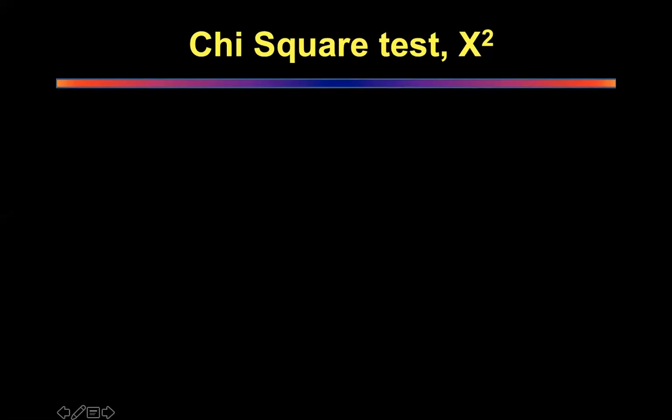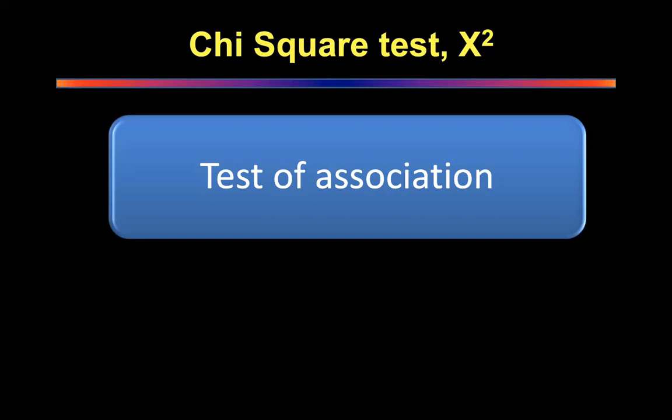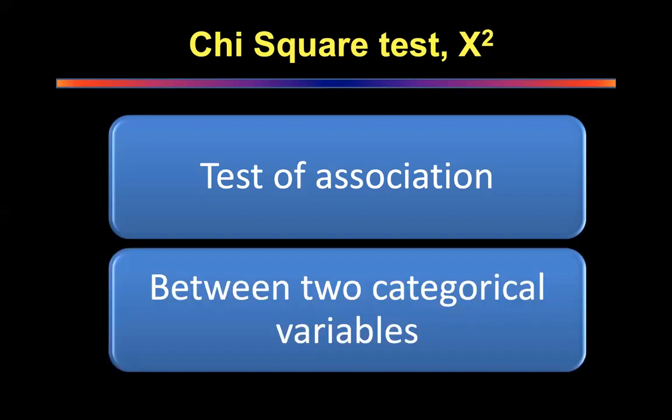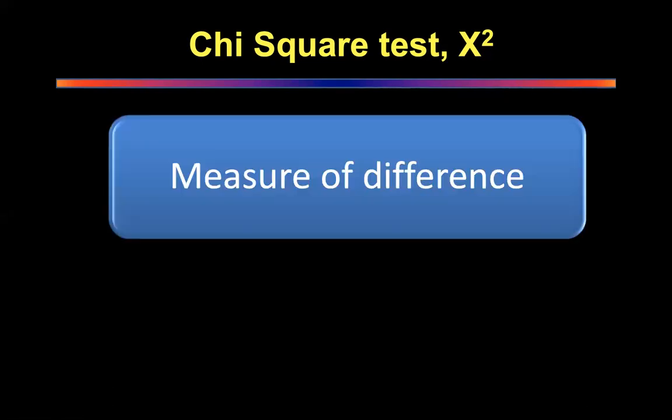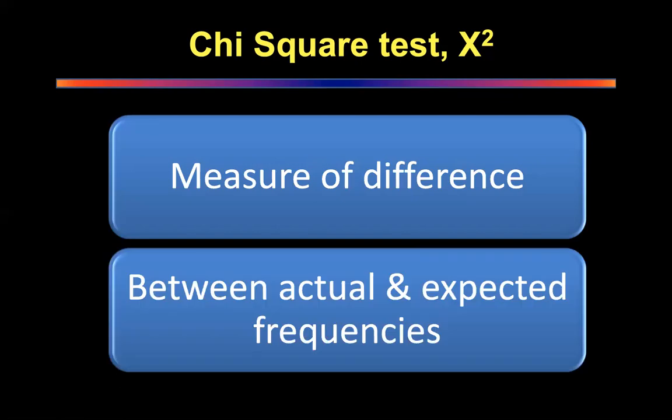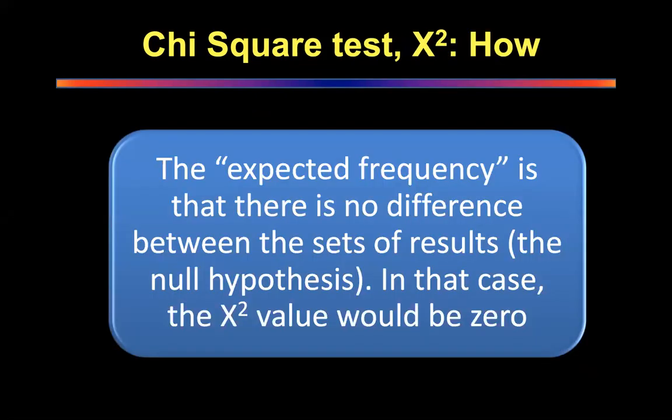Look at the chi-square test. This is a test of association between 2 categorical variables. It measures the difference between actual and expected frequencies. That's the definition of a chi-square test. The expected frequency is that there is no difference between the set of results. That's the null hypothesis.